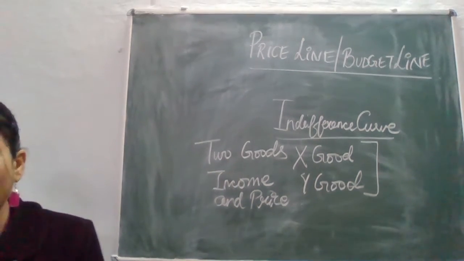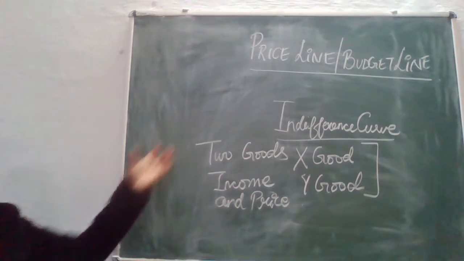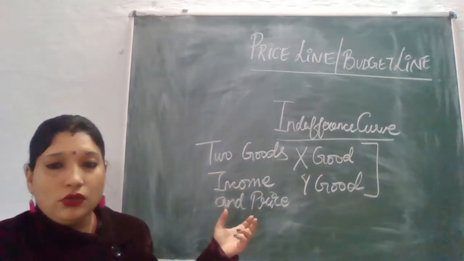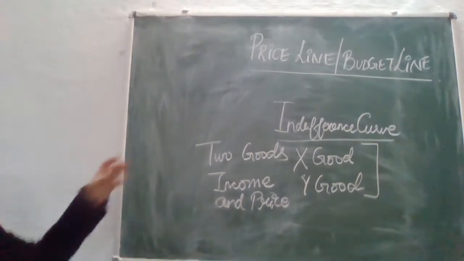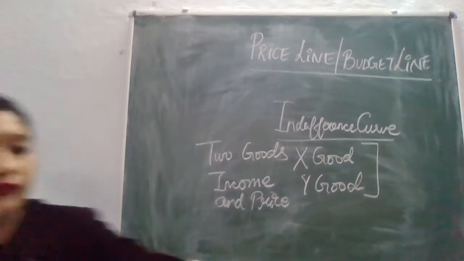So how can this be proved? This is a very important concept and we would be studying about the various effects of price line also. So here we are having the table and diagram for this.